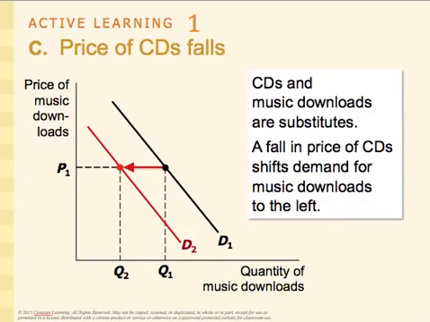Third example, the price of CDs falls. Again, we're looking at CD prices changing. The price of music downloads is not changing. But CDs and music downloads are substitutes. A fall in the price of CDs shifts the demand for music downloads to the left. So again, we have the quantity of music downloads on the horizontal axis, price of music downloads here. Because a substitute became less expensive, there's a shift in the demand curve. The price of music downloads didn't change, but the quantity of music downloads did change due to the negative, left shift of the demand curve for music downloads.